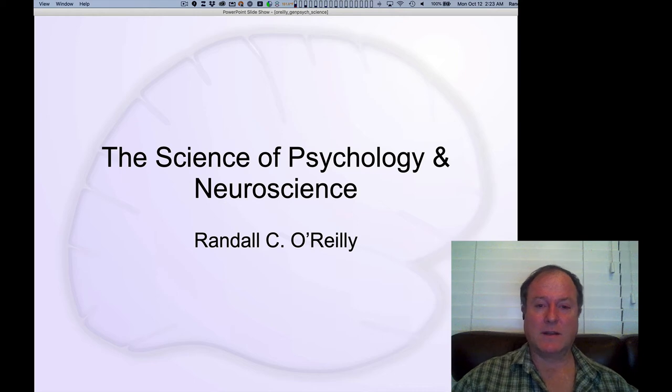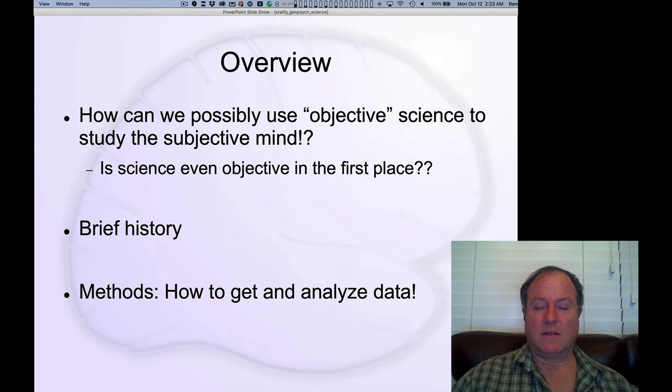Today we're going to be talking about the science of psychology and neuroscience. So, key question: how can we possibly use objective scientific methods to study something that is fundamentally subjective, which is the human mind? And furthermore, how can we get science itself to be objective in the first place? If everything that is created by science is created by human minds, and human minds are fundamentally subjective, how do we ever break out of that?